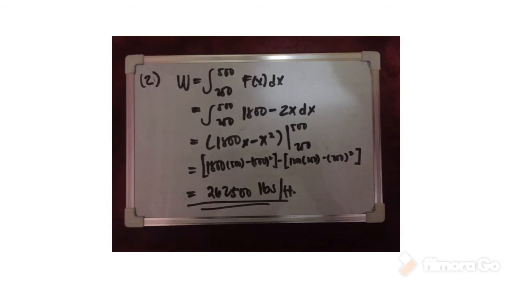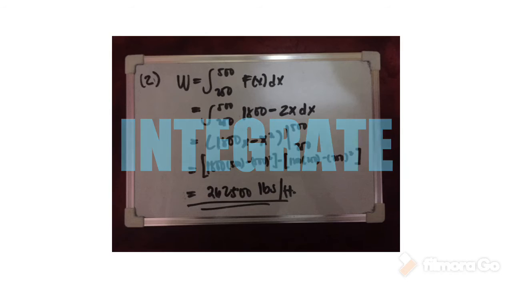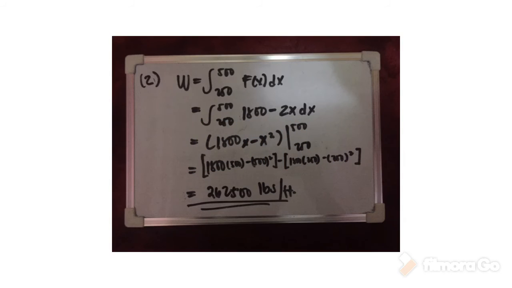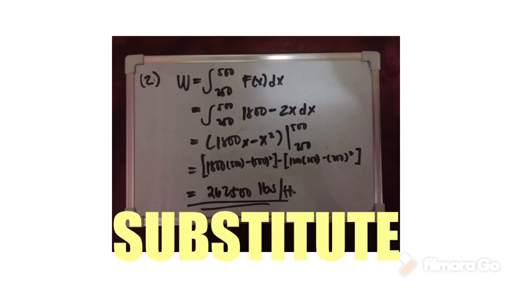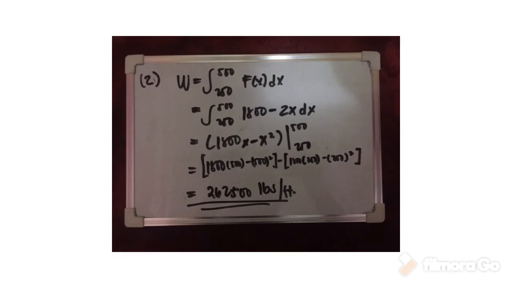After that, you will just integrate it and you'll come up with 1,800x minus x squared from 250 feet to 500 feet. After that, you will just substitute the values of x, which are 250 feet and 500 feet. And finally, you will be able to come up with an answer of 262,500 pounds per feet.